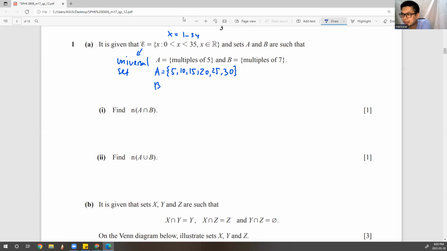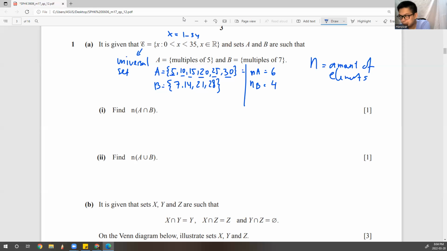And B is the multiples of 7. So 7, 14, 21: 7 times 1, 7 times 2. That's the way you do it. 7 times 4, right? 7 times 5, no. Again, 7 times 5 is not included. There you go. And we know that n(A) is the amount, n means the amount of A. So look at this: the amount of A will become 1, 2, 3, 4, 5, 6 elements, right? And the amount of elements of B is 4. So n is the amount of elements.